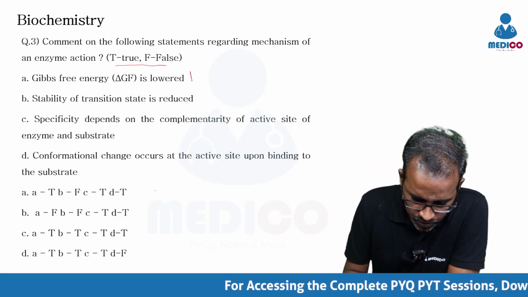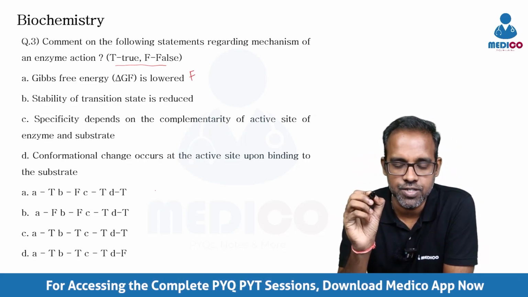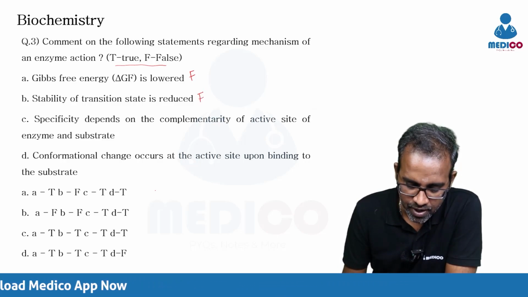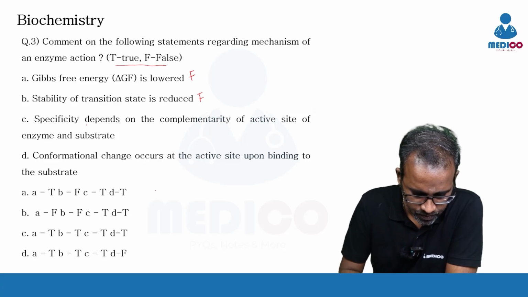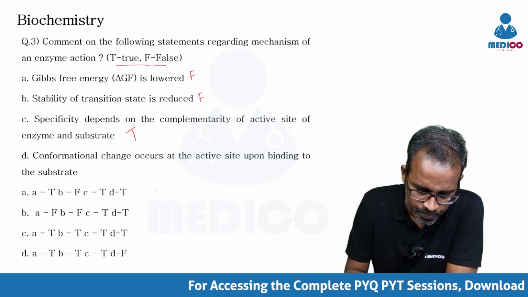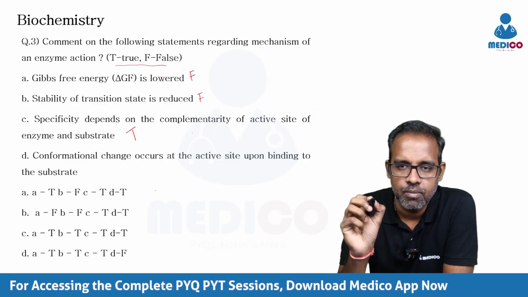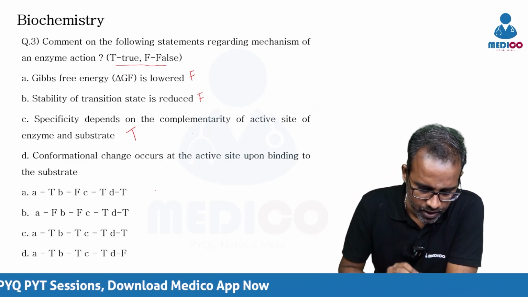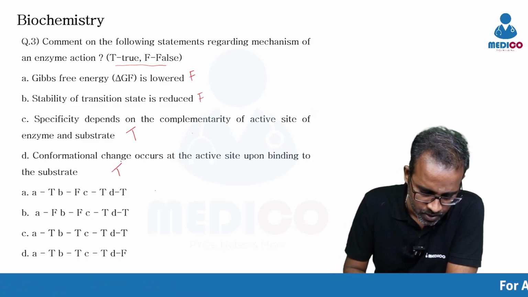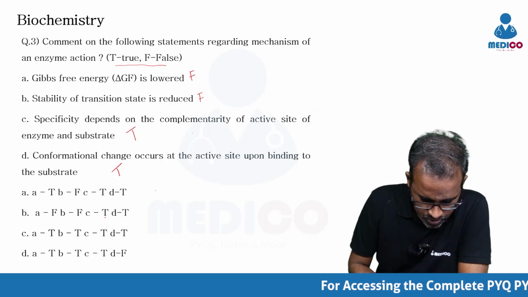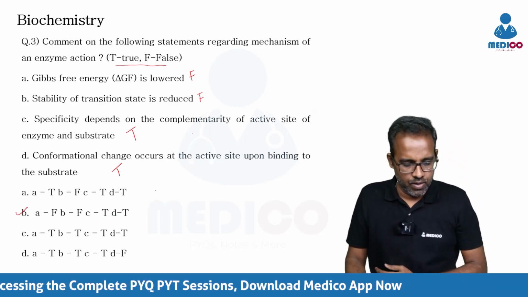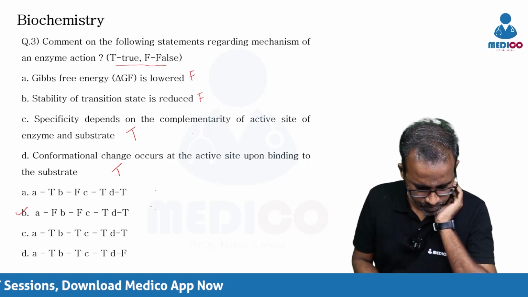The Gibbs free energy is lower. No, that is false, because the free energy of the reaction remains the same. Stability of the transition state is reduced. No, that is also false. The enzyme will try to stabilize the transition state. The specificity depends upon the complementarity of the active site of the enzyme and the substrate. That is true, because only that substrate can bind to the enzyme. D, the conformational changes occur in the active site upon binding of substrate. That is also true. So false, false, true, true. So the answer is B.